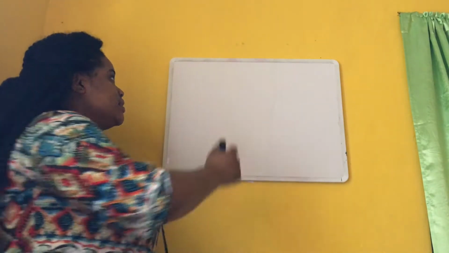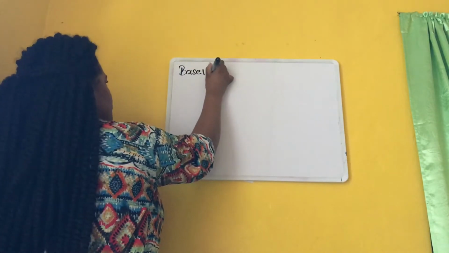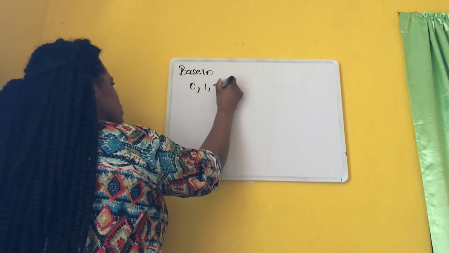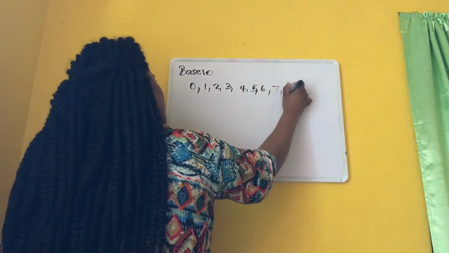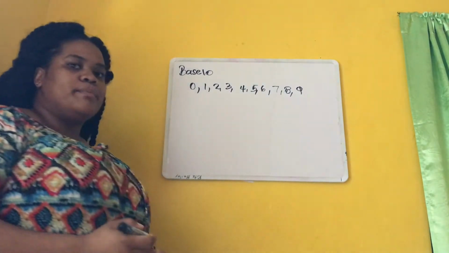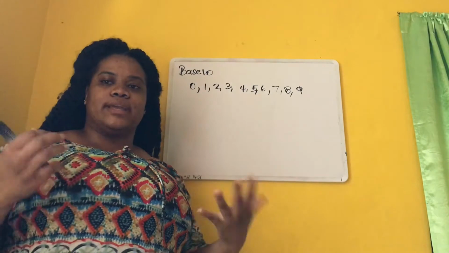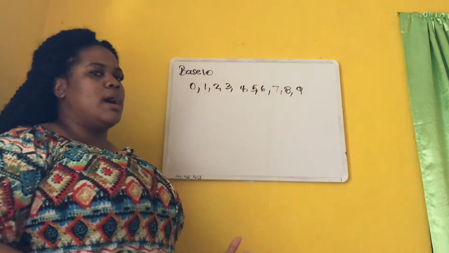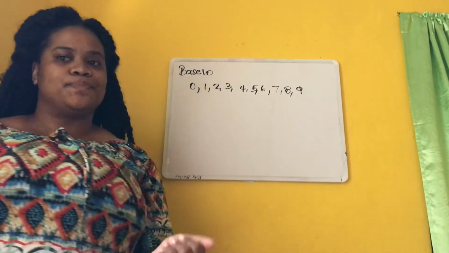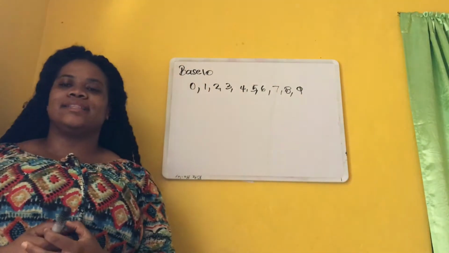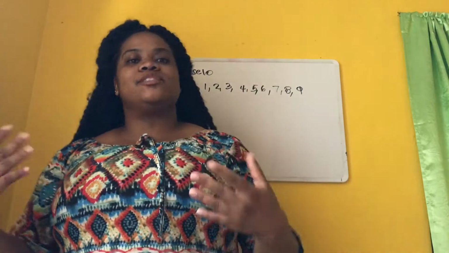And in base 10, we use the digits 0, 1, 2, 3, 4, 5, 6, 7, 8, and 9. So in base 10, we use digits from 0 to 9. And we use the regular place value system, which is the ones, the tens, the hundreds, thousands, and 10,000s. Right? We're going to now look at what are the digits we use in base 2, in base 5, and in base 8.